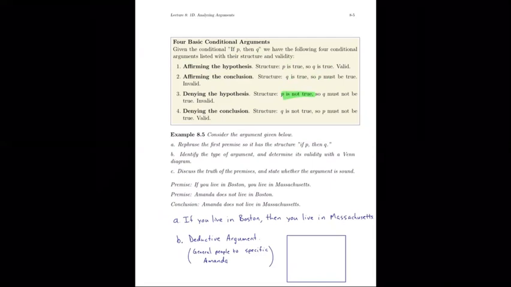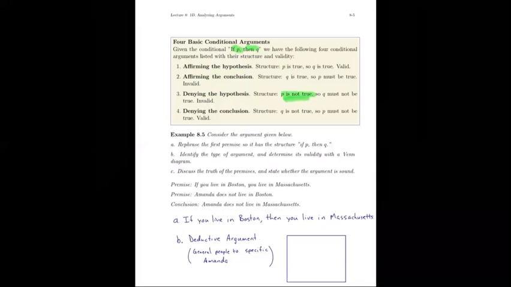That's like saying, if we start with if it's a P, then it's a Q, then we say it's not a P, so it can't be a Q. It's not necessarily true. And you might see that below.